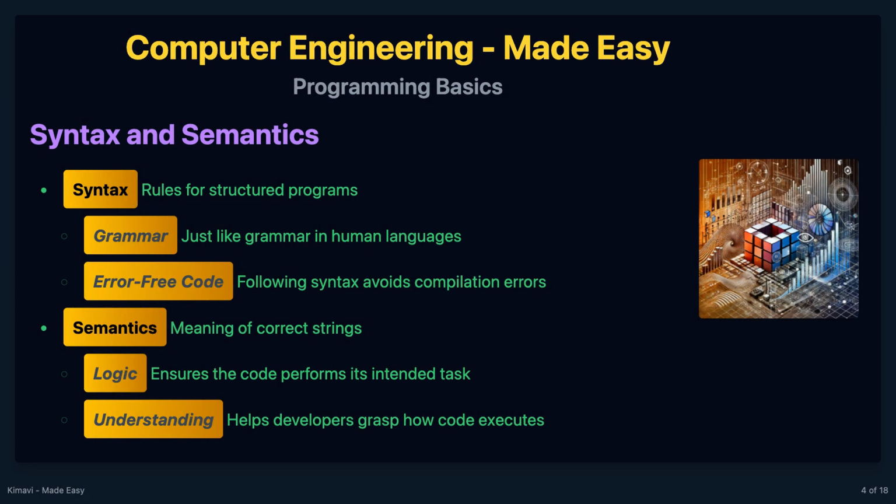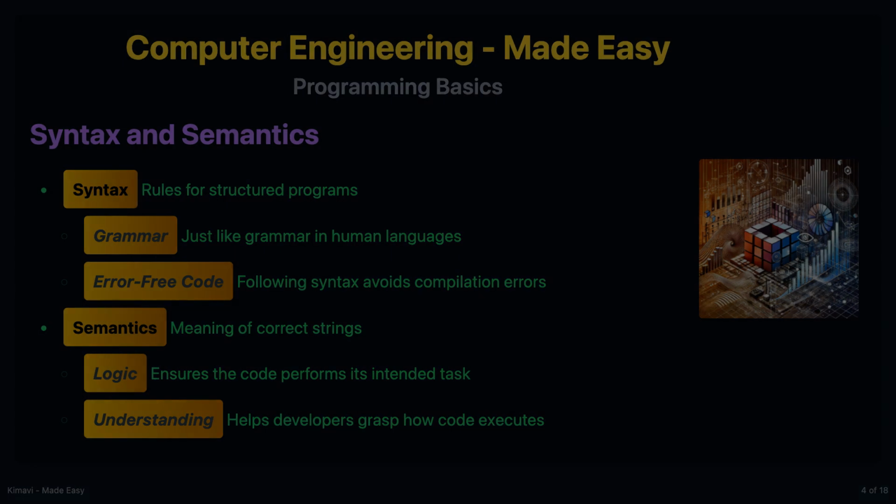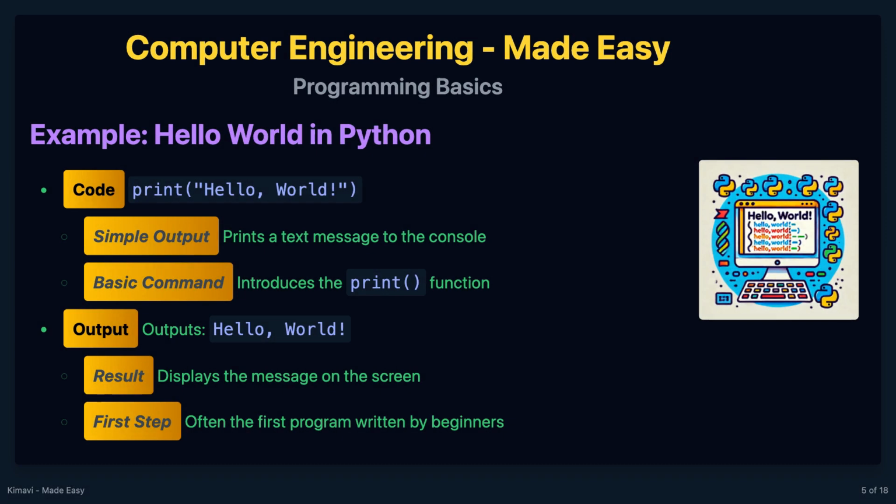Syntax refers to the set of rules that defines the combinations of symbols that are considered to be correctly structured programs in a language. Semantics, on the other hand, deals with the meaning of these syntactically correct strings. Here is a simple example in Python. The code print("Hello World!") will output the text Hello World to the screen.